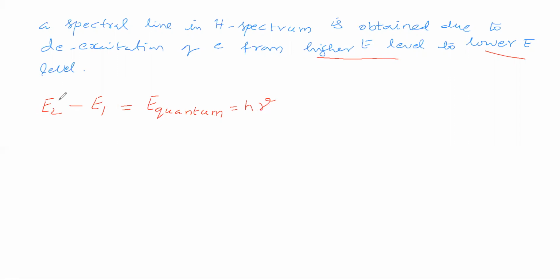So E2 is called the higher energy level, E1 is called the lower energy level. The difference between these two is nothing but the emitted radiation. That emitted radiation contains quanta. We are considering a single quantum, for one electron. So it is the higher energy level of one electron and the lower energy level of one electron. The difference between these two is one quantum. That quantum energy is h nu.